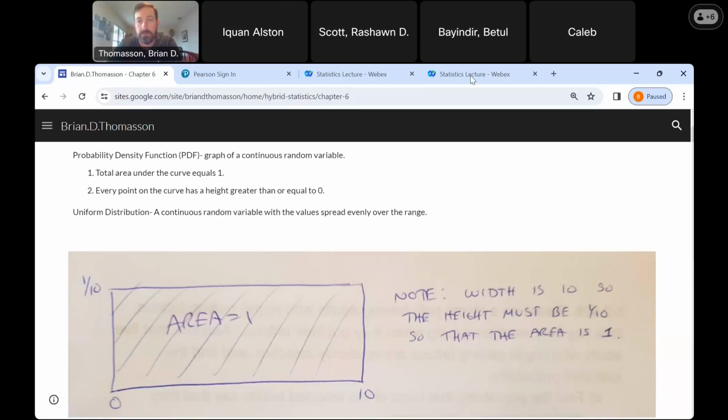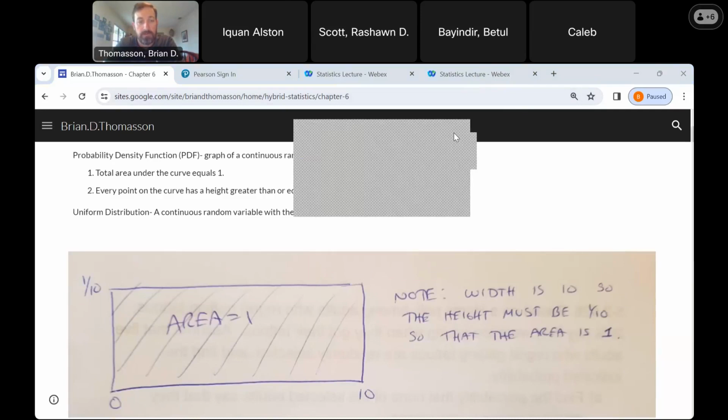I don't know exactly where I lost you, but we'll do our best to figure this out. So now let's look at this uniform distribution. Let me try picking up where I left off.